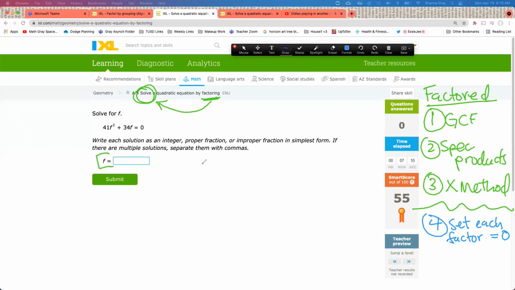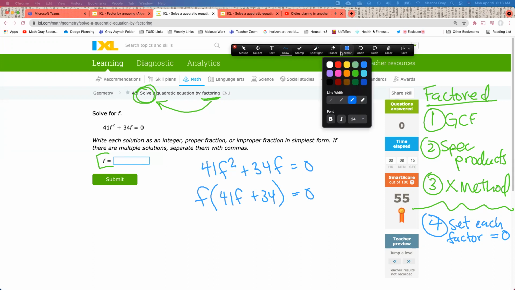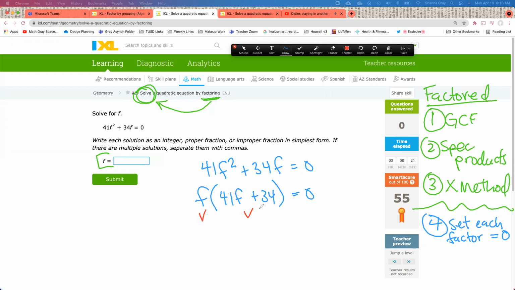So I'm going to come over here and say, well, 41f squared plus 34f equals 0. I can't take a number out of the 41 and 34, but I can take an f out of both groups. So I end up with f times 41f plus 34 equals 0. And so these are my two factors now. I have factored this. My factors are f and 41f plus 34. Remember when you were separating factors out? So I have 2 here.